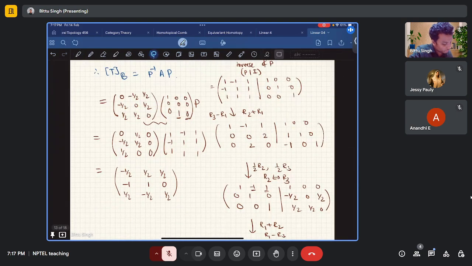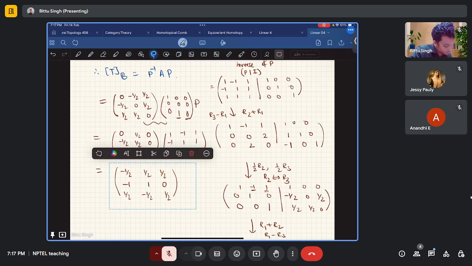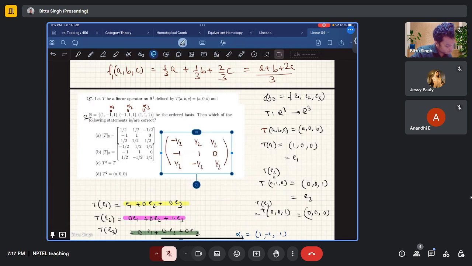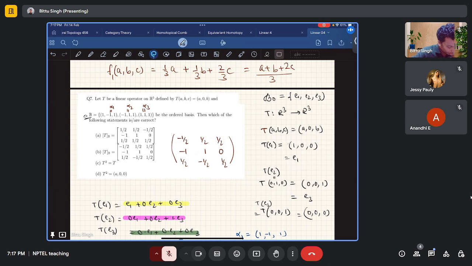So this should be the solution. Let me copy and verify if it matches with something. So we can see minus 1 1 0. So this is the solution, and we can see option B matches our solution. So option B will be the correct answer, but it is not the only one. There can be multiple correct answers.